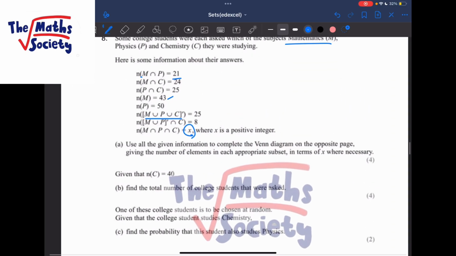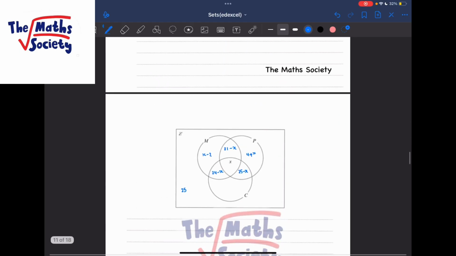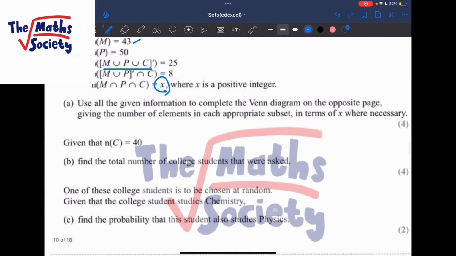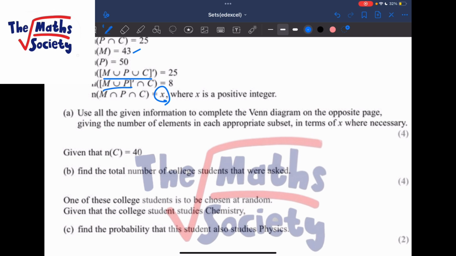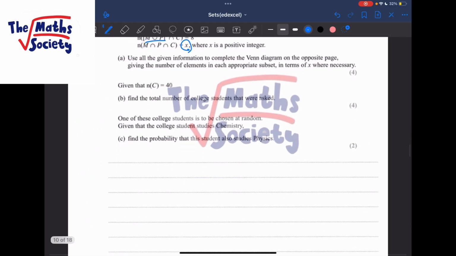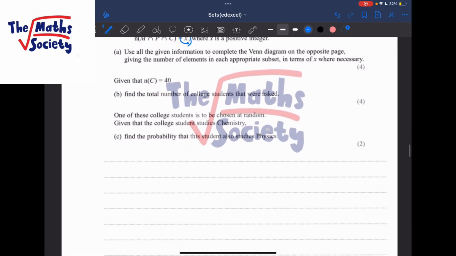And then 8. So this one would be 8, because it's given that it is union P prime, so not P, right, intersect with C, so only C. And then it says that given that n(C) equal to 40, you just need to find the total.